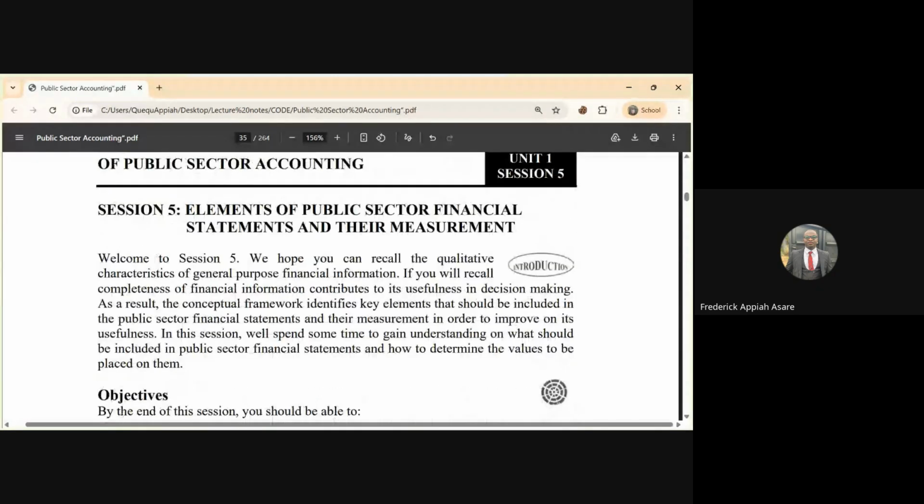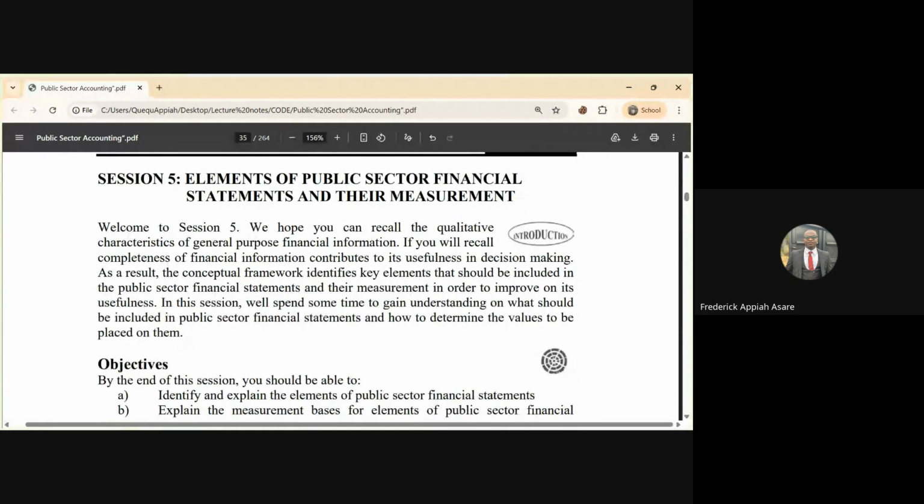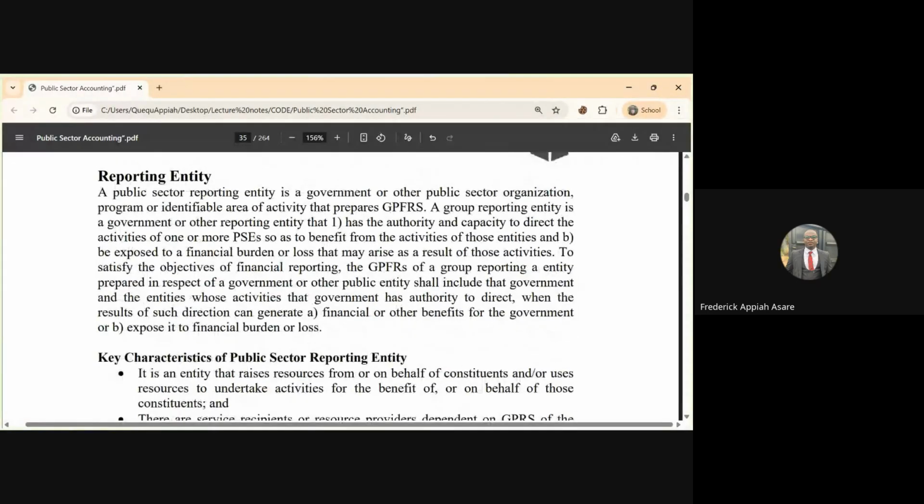Now let's look at the elements of public sector financial statements and their measurements. The elements usually are five: assets, liability, equity, income, and expenses or expenditure. So these are the main elements.